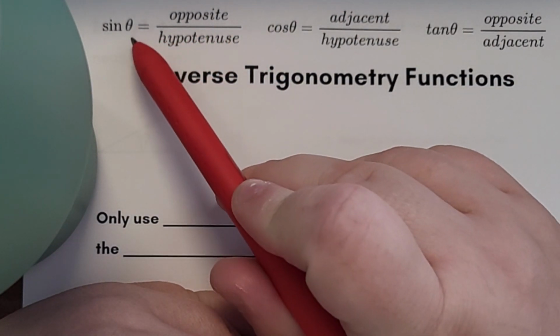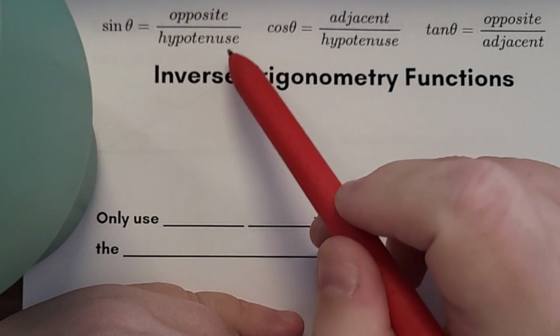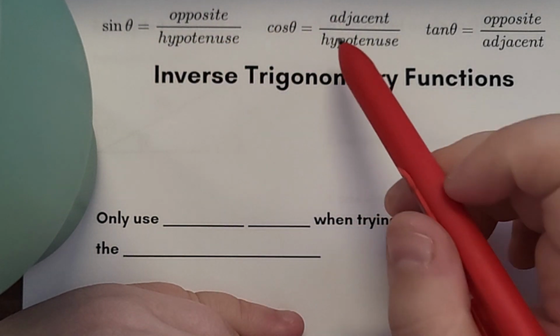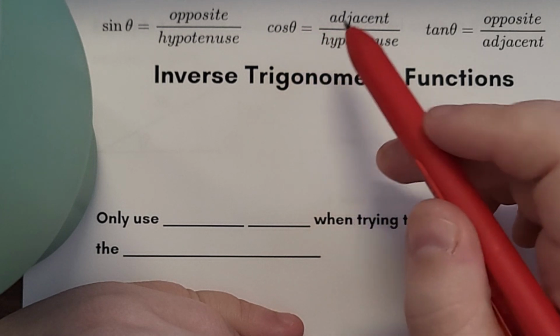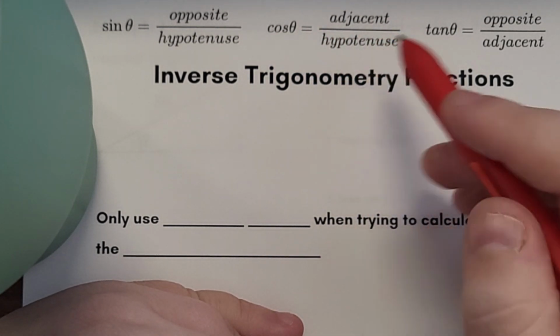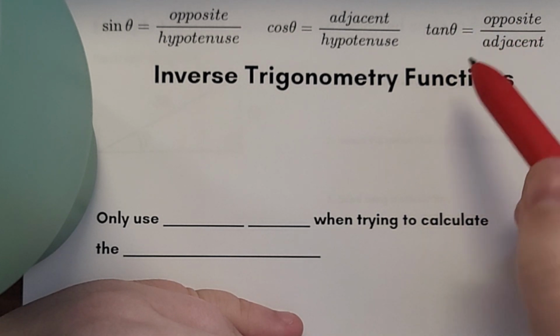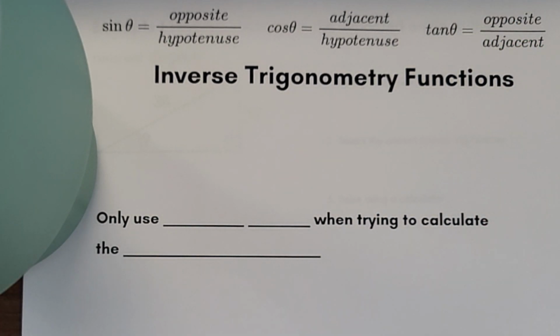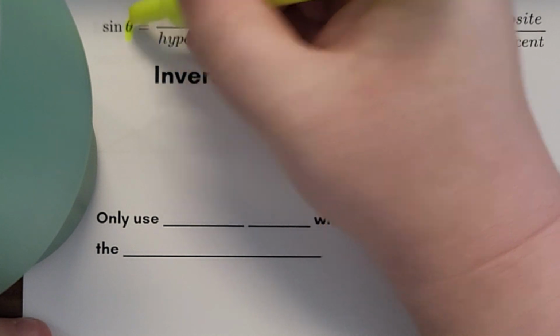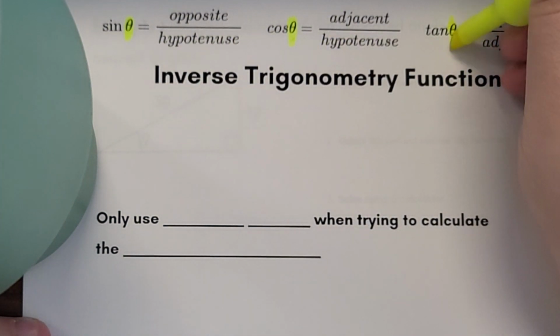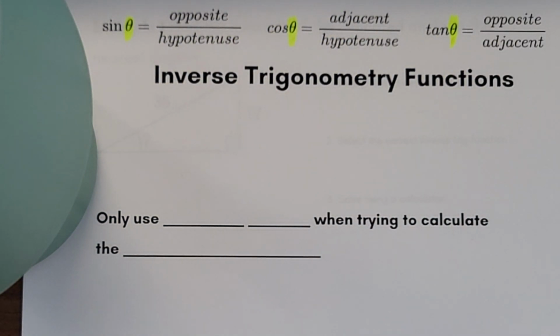Here we are taking the sine of our angle to get a ratio of opposite over hypotenuse, cosine of our angle to get a ratio of adjacent over hypotenuse, and tangent of our angle to get a ratio of opposite over adjacent. But what if we just wanted the angles in here? Luckily for us, there are some inverse functions we can use.